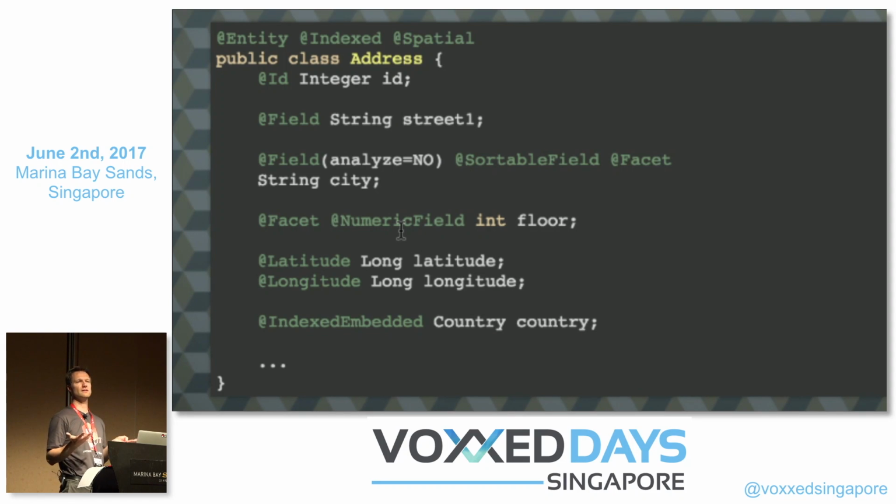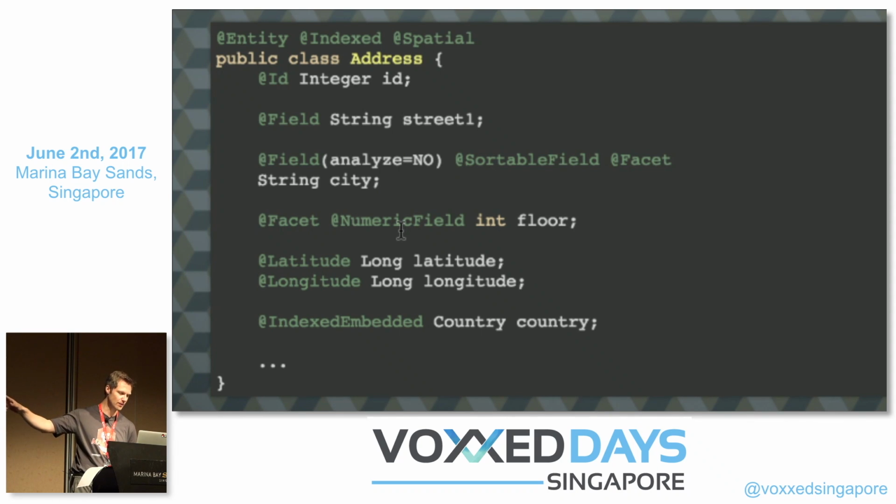So by default, the advantage of a full text index is that it returns the most relevant result compared to the query you've done. Just like Google returns the most interesting website compared to the query you've done. That's what it is about. But if you want to not order by relevancy, but by cities, then you just enable the sortable field here.